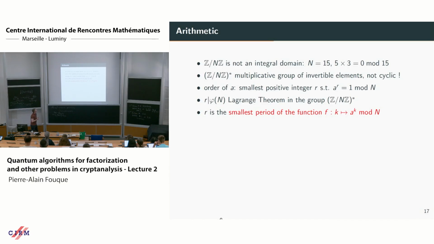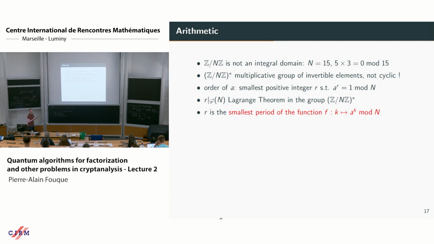The main difference between the group of this morning and now is that this group is not cyclic. It cannot be generated by just one element. You need at least 2 elements to generate it.